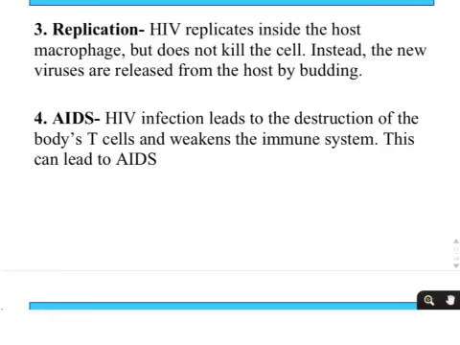The last step of HIV is replication. The cells will replicate but it does not kill the cell. Instead, the viruses are released by budding. That's what makes it so dangerous to stop. And then once HIV gets strong enough or spreads throughout the body, it turns into AIDS. That's where you get the destruction of your T cells. You'll probably see it as T cells on your test. That's part of your immune system.